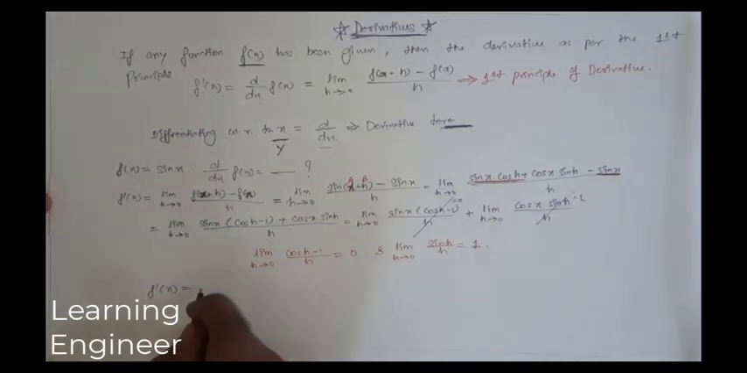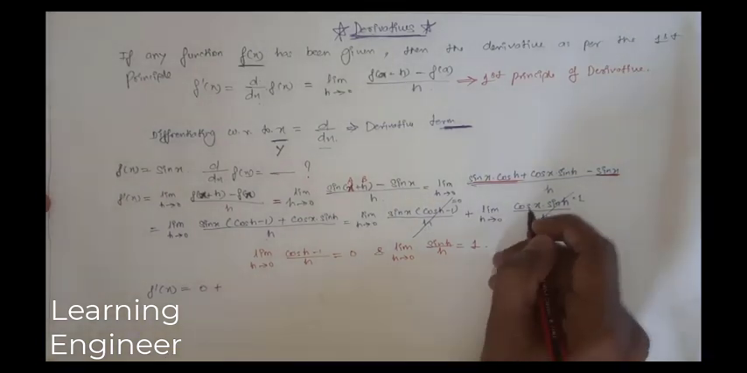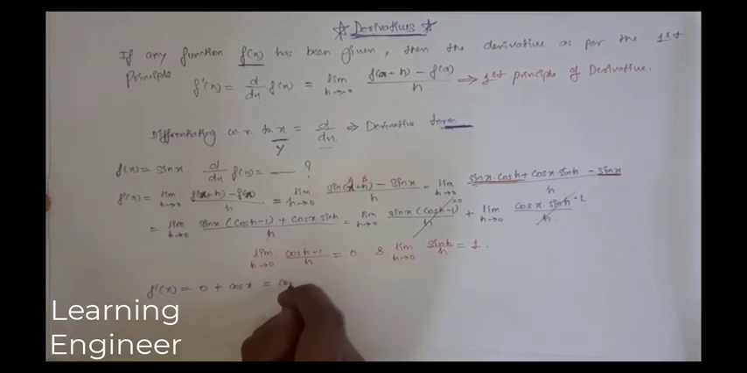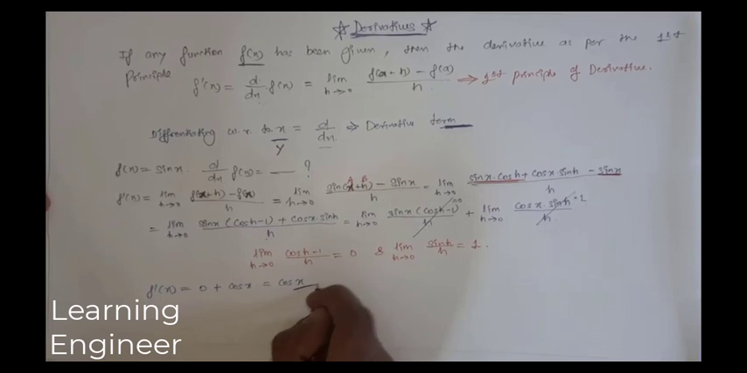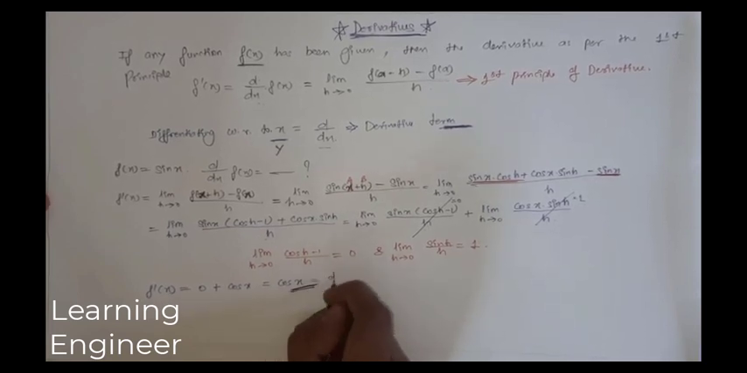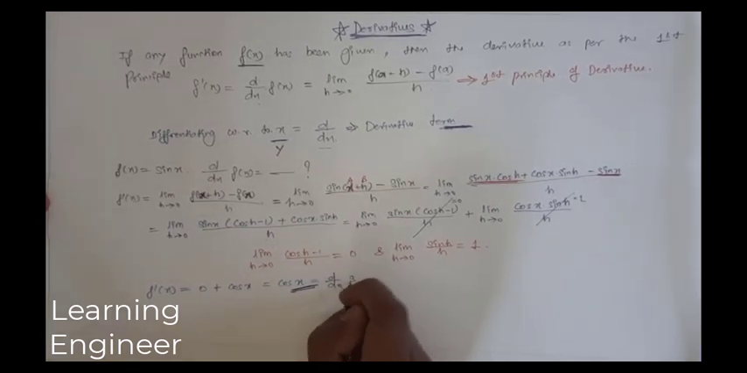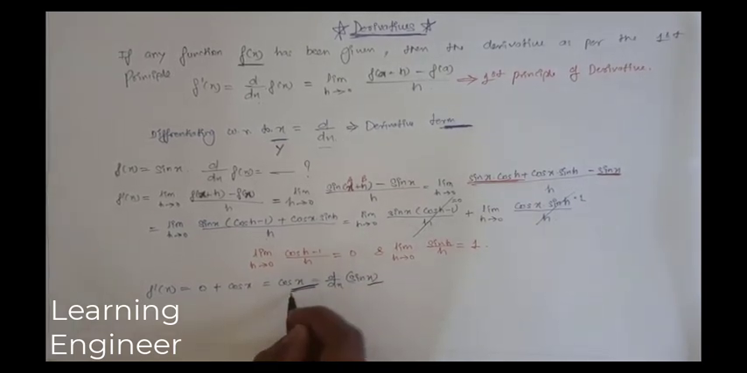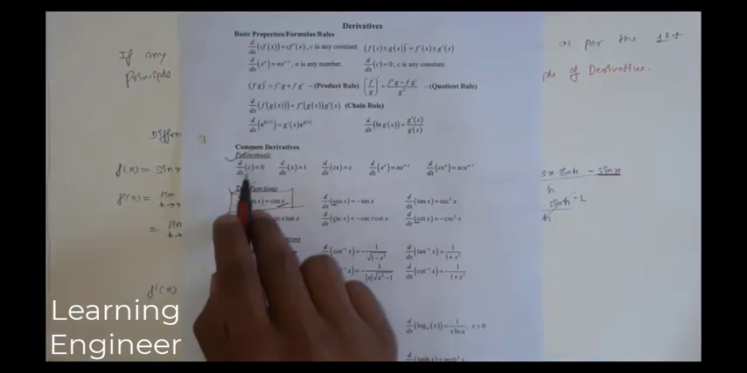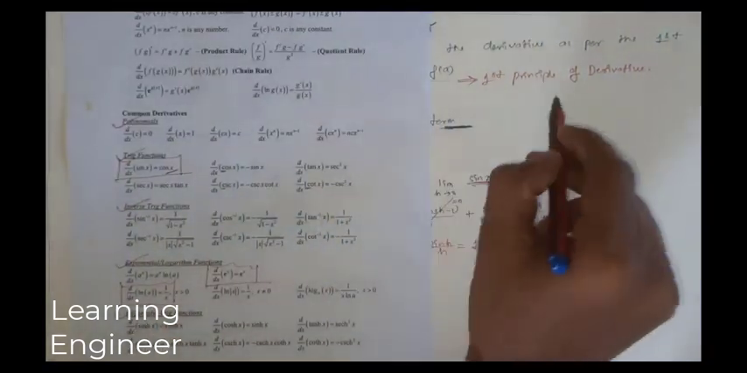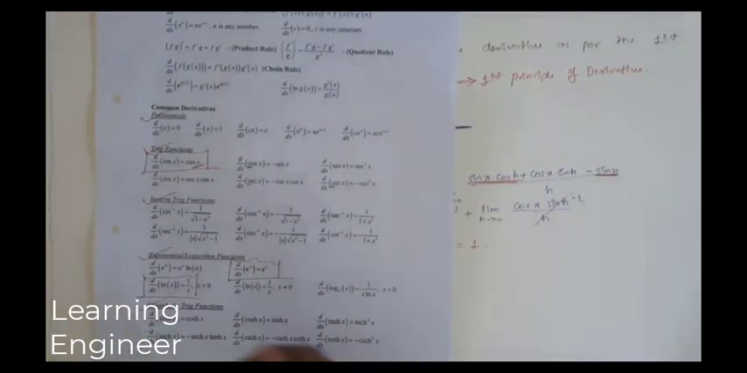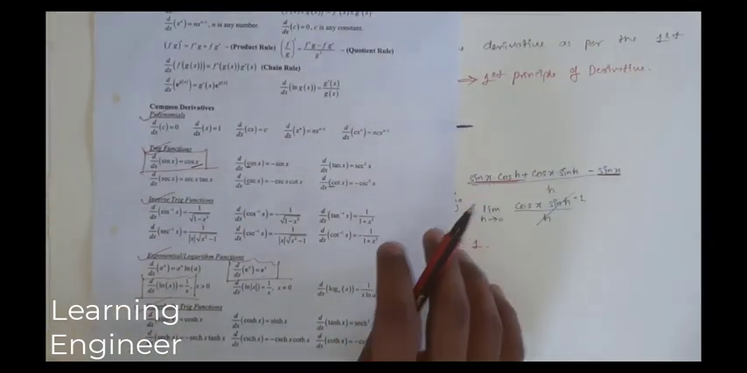So 0 into anything, we will get 0, plus cos x into 1, that is cos x. We are getting cos x. So this is the derivative of sin x, d by dx of sin x. So we have proved that the derivative of sin x is equal to cos x. This is how we get all the derivatives by using the first derivative principle only. We obtained all these formulas by using this principle only.